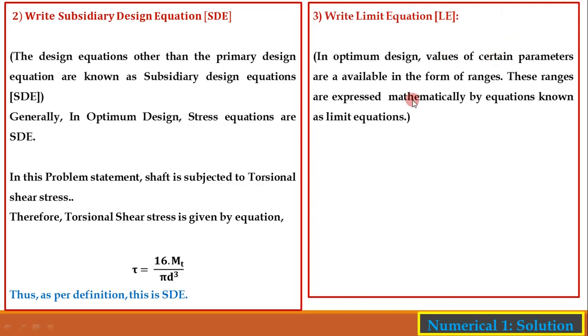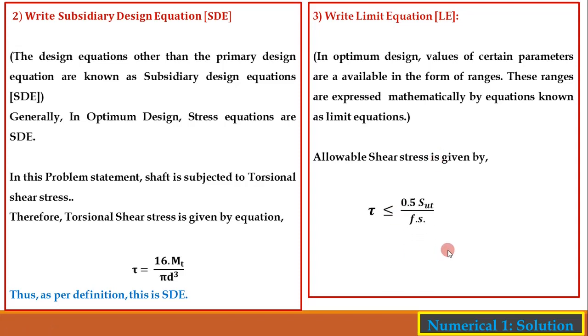So this is the definition of this limit equation. Here some parameters are expressed in the form of ranges, and that expression we have to consider as a limit equation that we have seen in the previous video lecture. So we have to use the allowable shear stress equation, because this shaft is subjected to torsional shear stress.